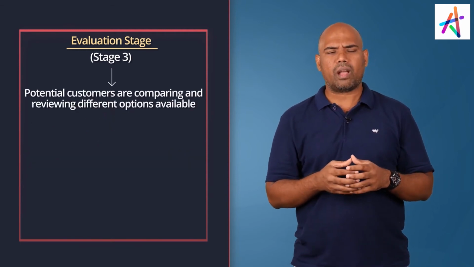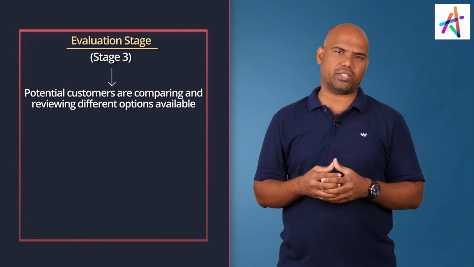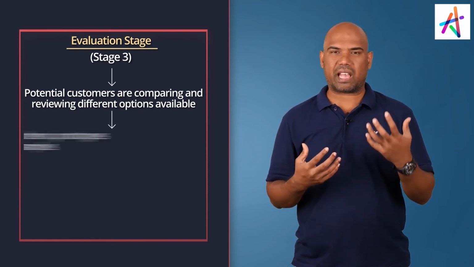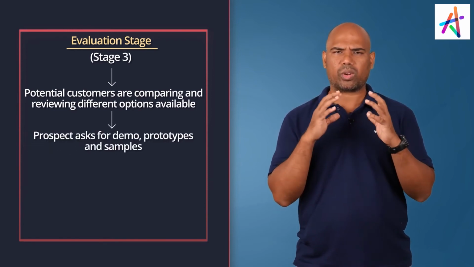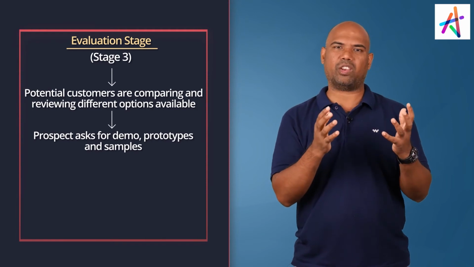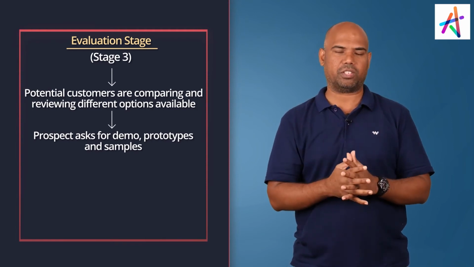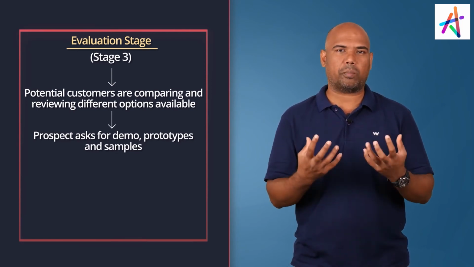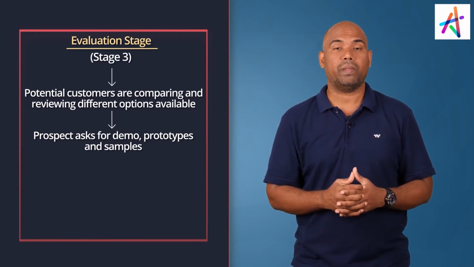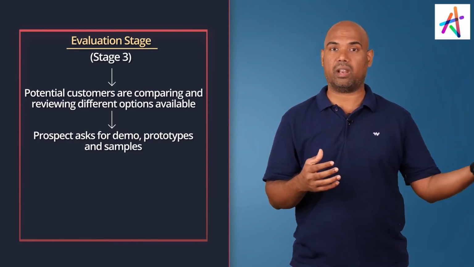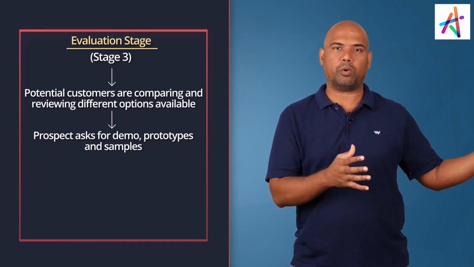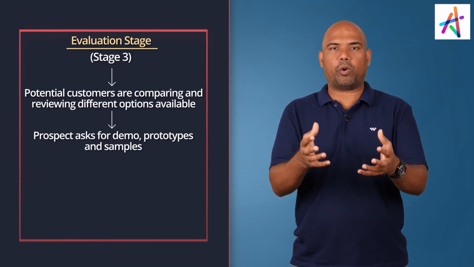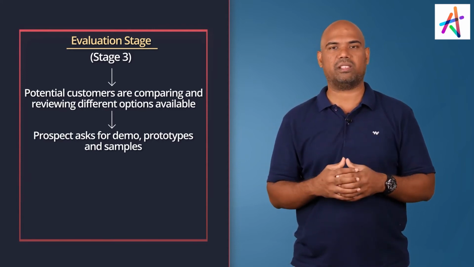So how do you really communicate in such a stage? At this stage, the customer potentially is also seeking samples or a demo and stuff like that. So your communication should be tailored to that kind of expectation from the customer. You should be able to talk a little more specifically about what your product or service is about, how it compares against another product. You don't need to degrade another product or another brand, but you can always highlight what makes your product or service so much better than someone else's.